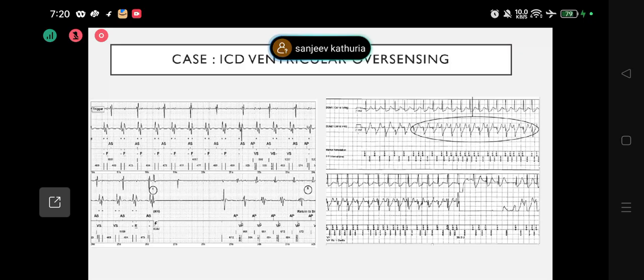At the same time, please see this: tip to ring, CAN to high voltage ring, both near field and far field. Remember, every company can change its far field. Some keep ring to CAN, some keep ring to the SVC coil. This depends upon the machine, the company. I have made a box also. Now please read the box. What is oversensing?